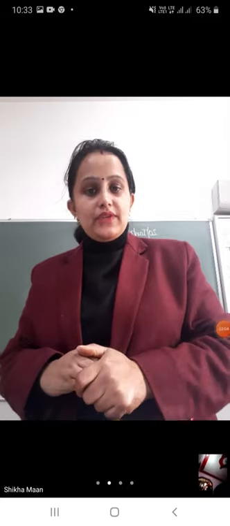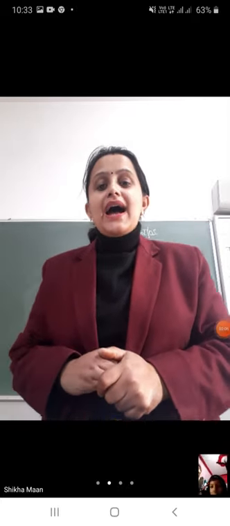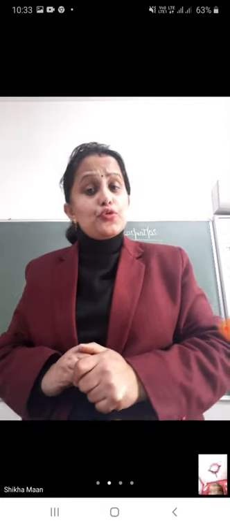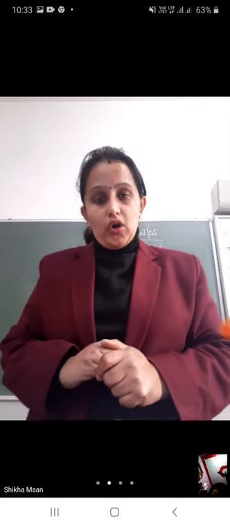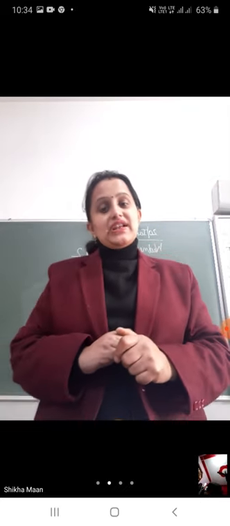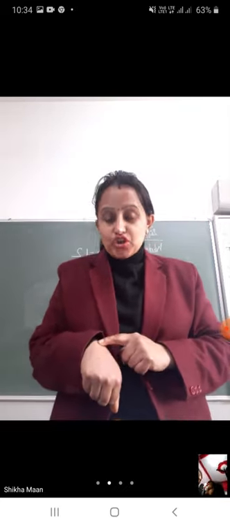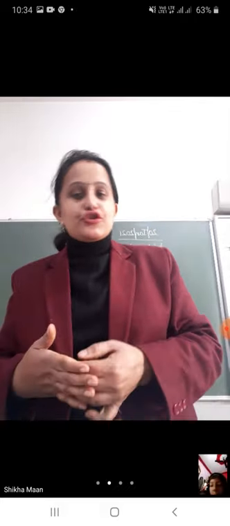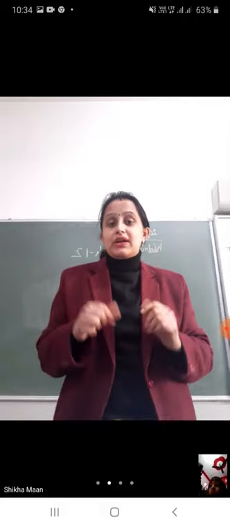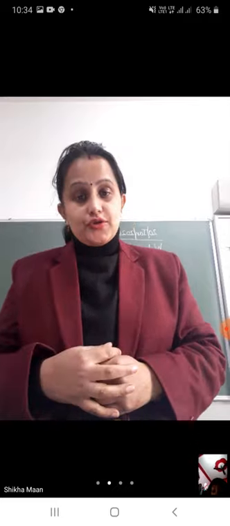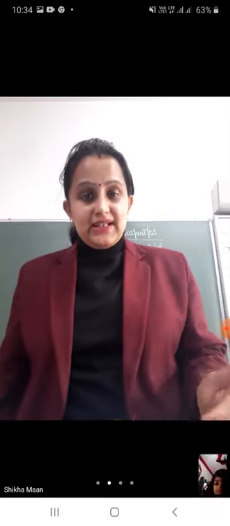Chapter number 12, that is time. The instrument which is used to see the time is known as a clock, or you can also see the time in the watch. Nowadays, earlier it was not there, you can see time in your mobile phones also. So there are several instruments from where you can check the time.